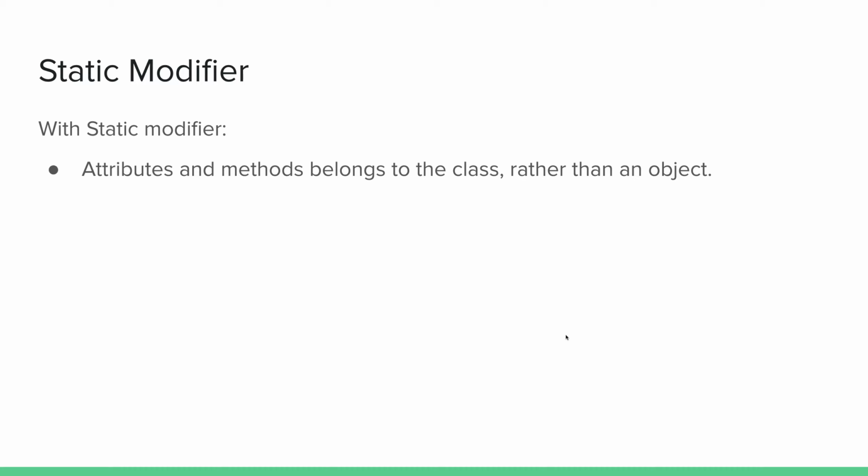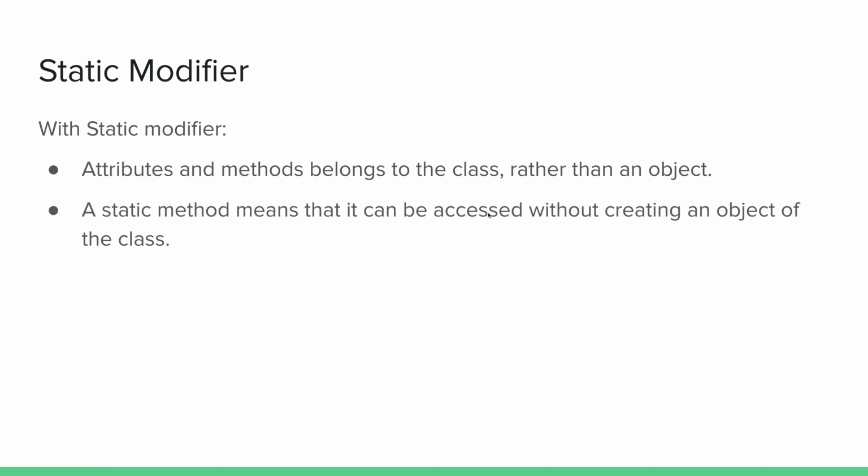Modifier already, but let's talk in more detail about what static means in Java. With the static modifier, attributes, which are the variables, and methods belong to the class rather than an object. Remember, an object was a member of a class. A static method means that it can be accessed without creating an object of the class.